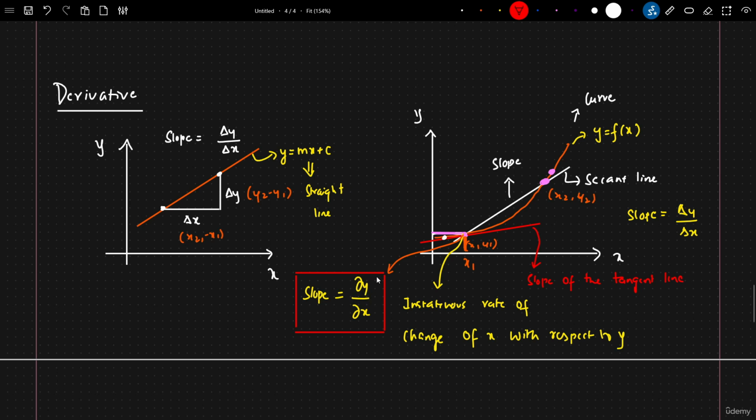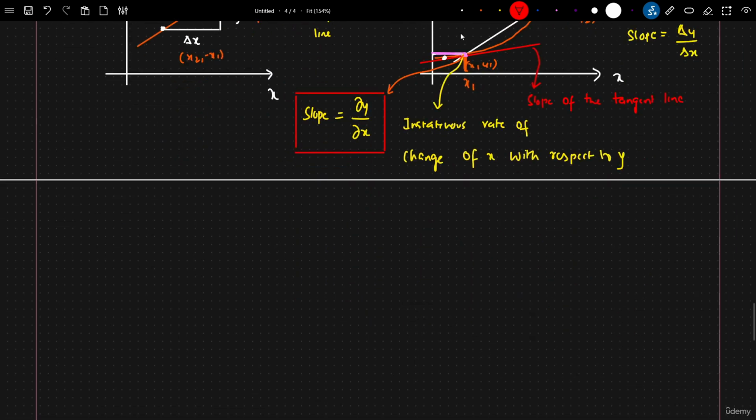Okay, now let's do one more thing. Let's draw the same diagram over here. Let's say I have a curve which looks like this. Now my main aim is to calculate the slope at this particular point. So I've drawn a tangent line. So this is my tangent line.